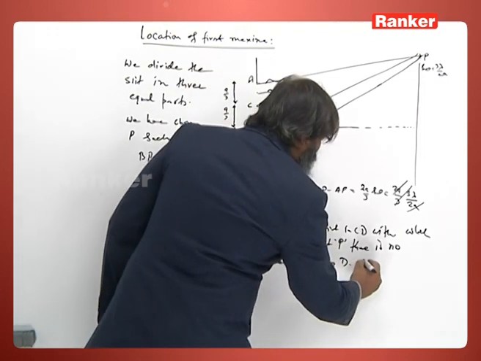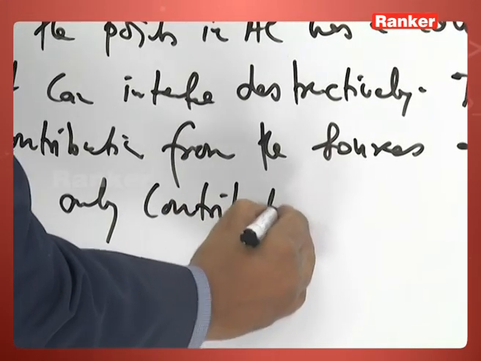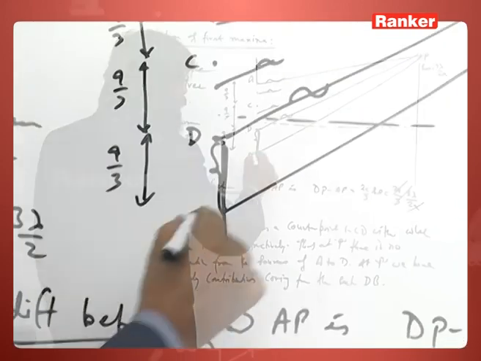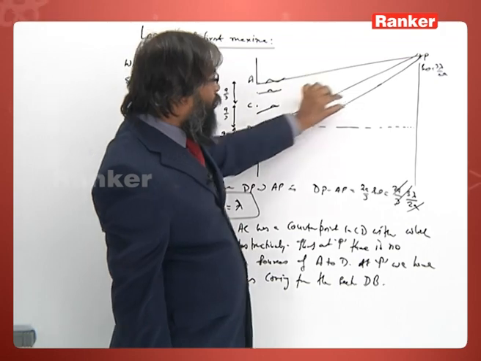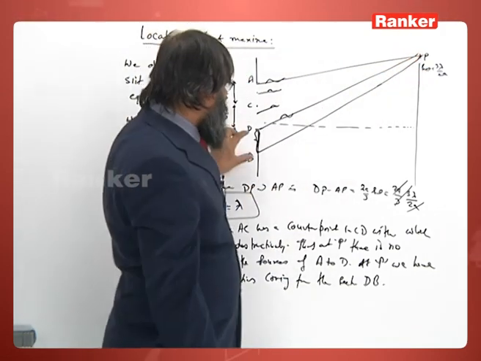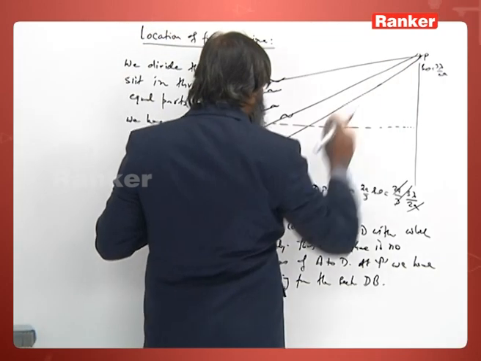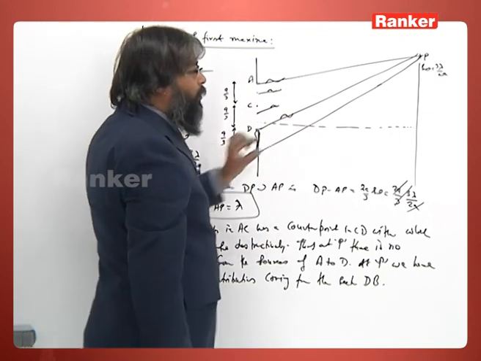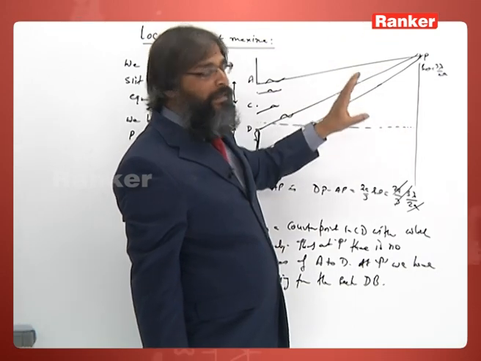What about DB? So at P, we have only contributions coming from the section DB. So only these sources are involved. These waves are not interfering in a destructive manner. So whatever contribution at P you will get is the contribution due to the DB source. Now what happens? The first maxima will be due to only DB, whereas in the central maxima the contribution is from A to B. So these maxima will not be as bright as the central maxima. So the central maxima will be more bright and thereafter the maxima will be lesser.